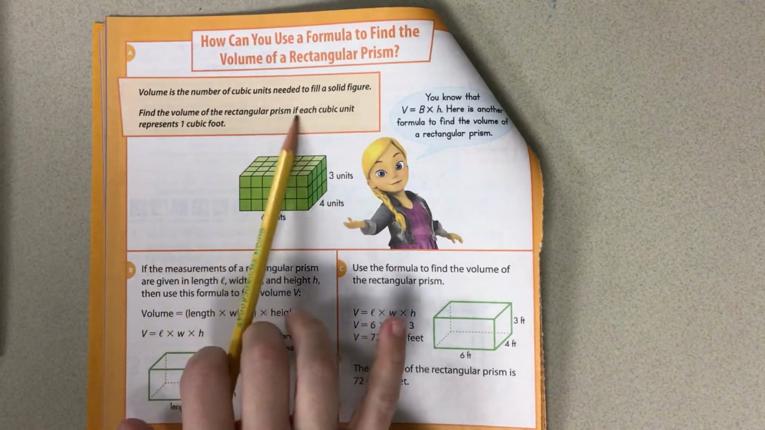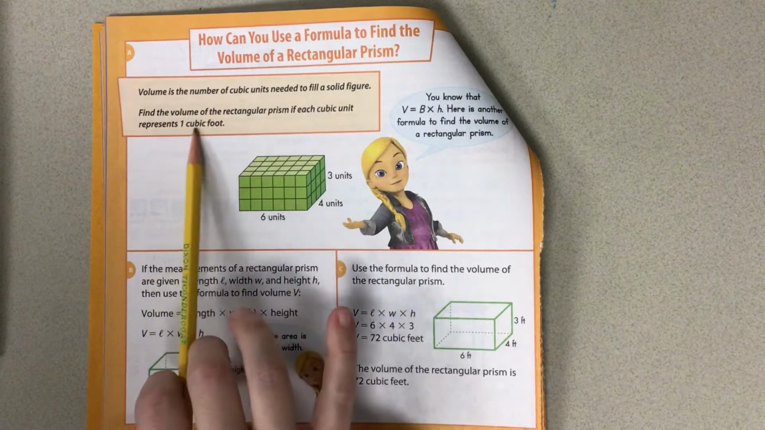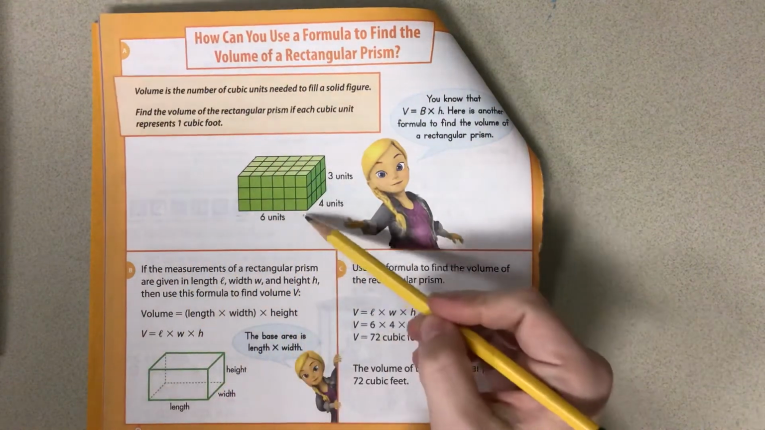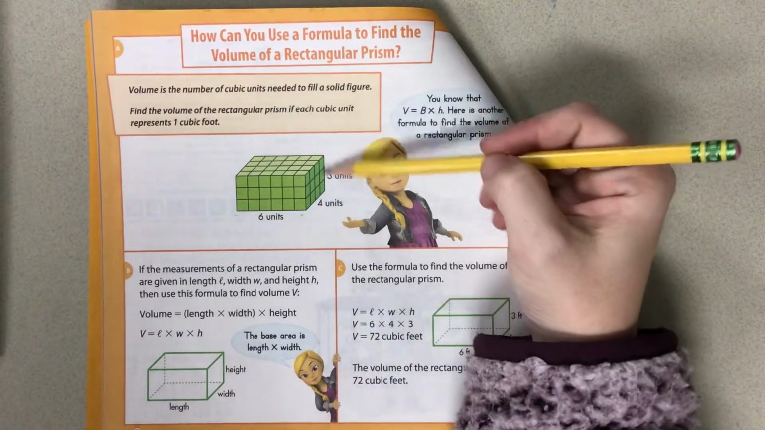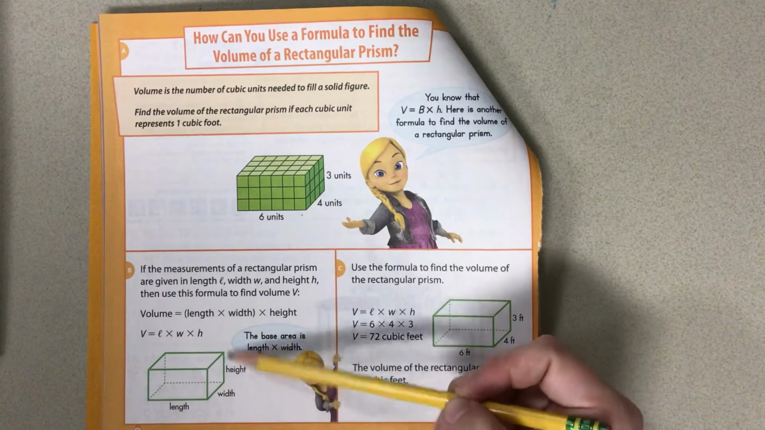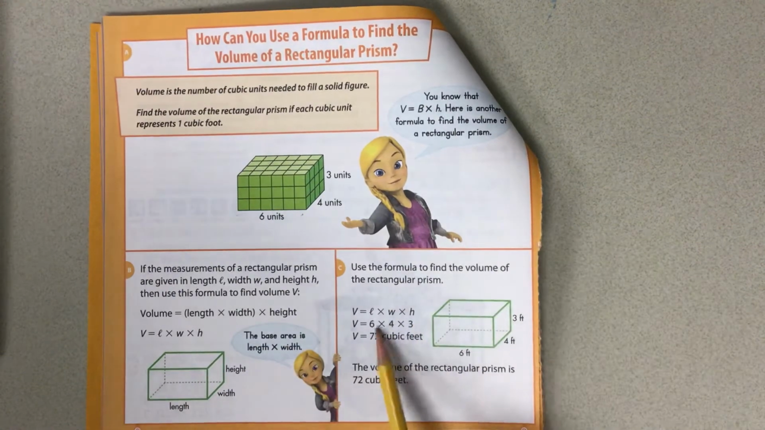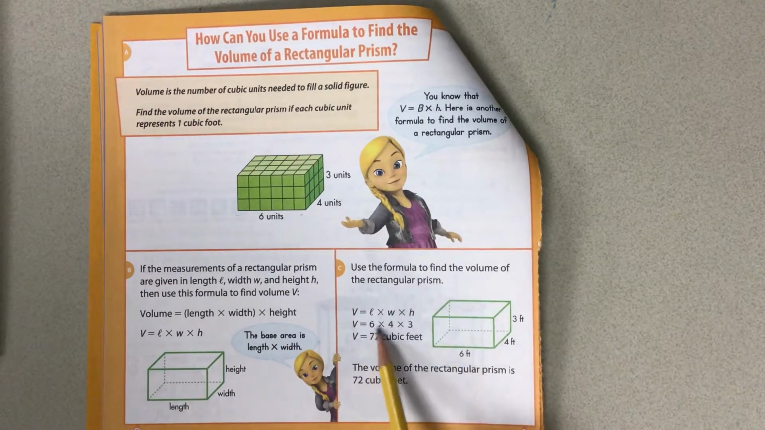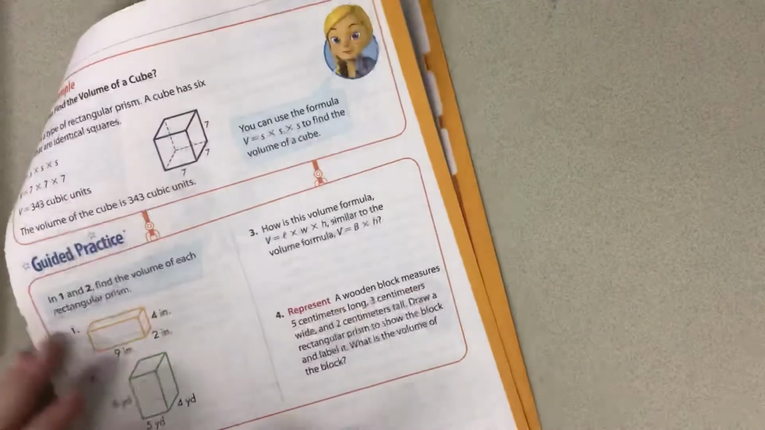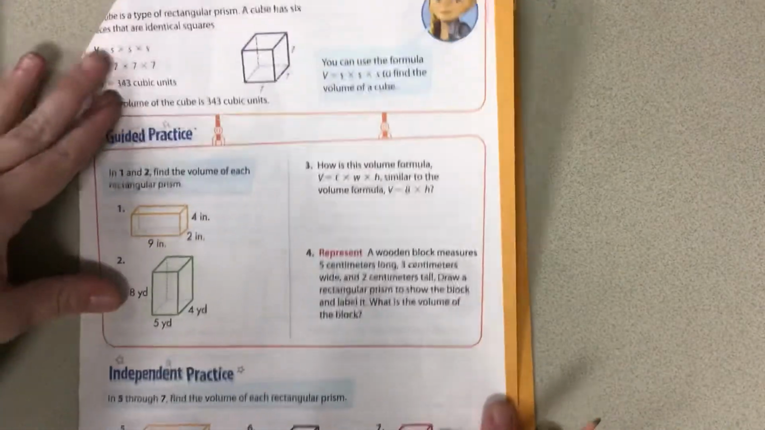Find the volume of the rectangular prism if each cubic unit represents 1 cubic foot. So if this is 6 units, and this is 4 units, and this is 3 units, again, that's going to give us the length, the width, and the height. They plugged it in here, and then they multiplied them all together. They got 72. And that's all we're doing. It's what we've been doing this whole time.